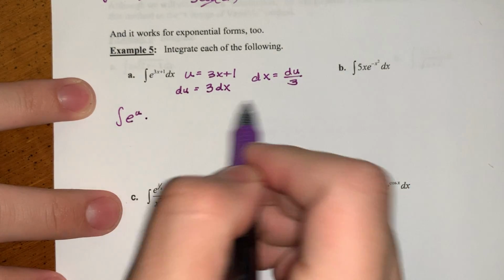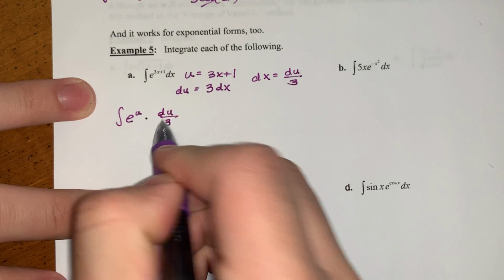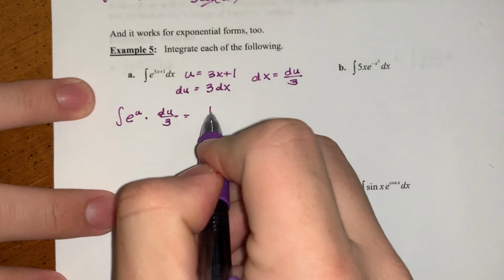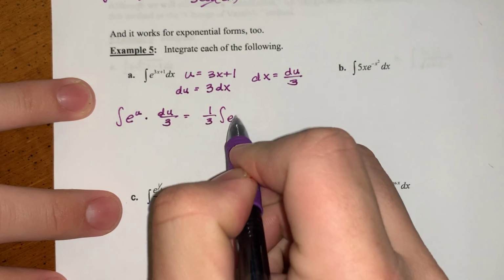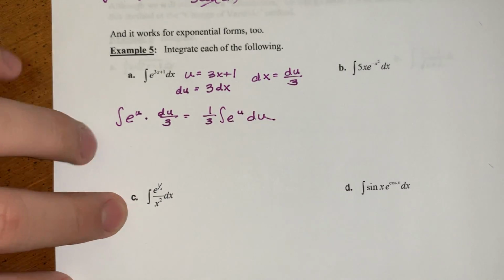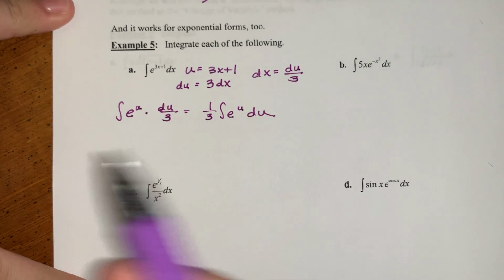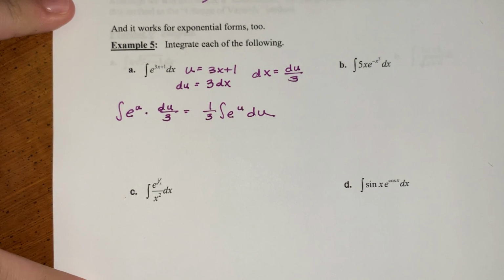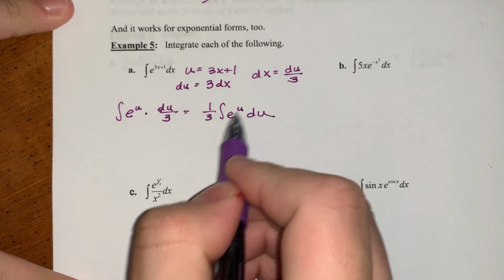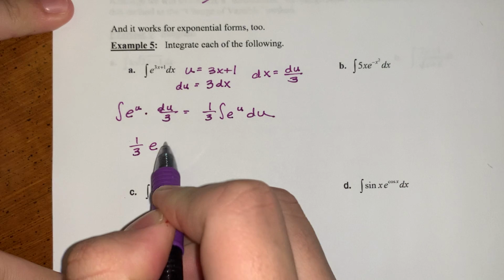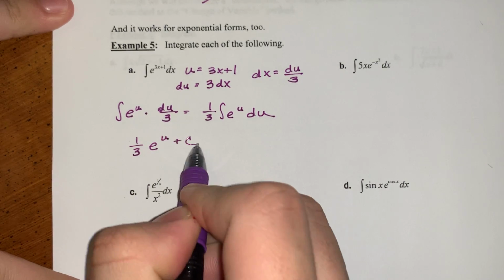times dx was du over 3. And now I just go ahead and make this look nicer. I'm going to take the 1/3 outside, integral of e to the u du. Hopefully you remember that the integral of e to the u is just going to be e to the u again, right? So our answer is going to be 1/3 e to the u plus c.